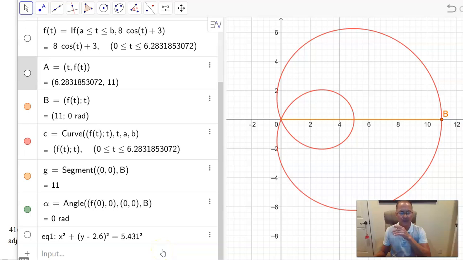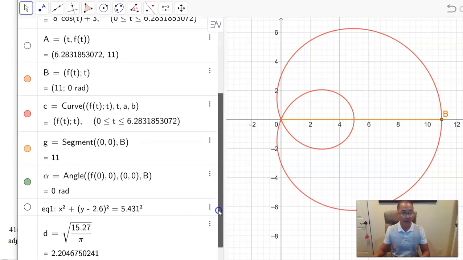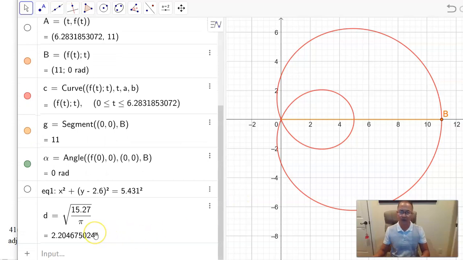So again, pi r squared. So divide by pi and take the square root, right? So square root of 15.27 divided by pi. And we are going to get 2.2. Okay, so that's the radius. Oh, 2.2 times 2 is 4.4. Ooh, very good. So it should be pretty close. So yeah, that's 5. Let's just center it at 2.5.